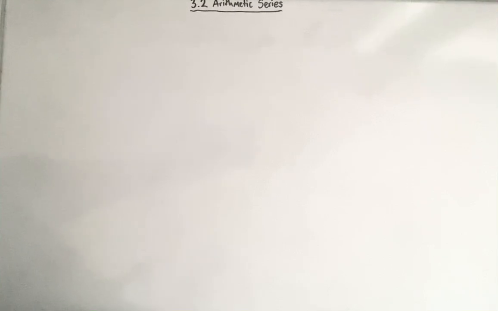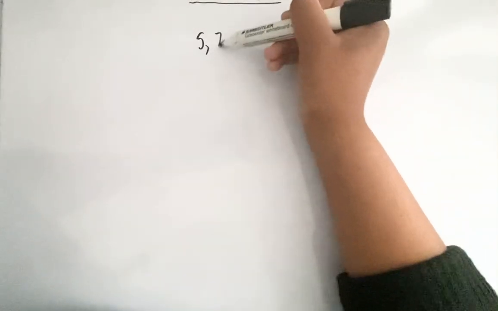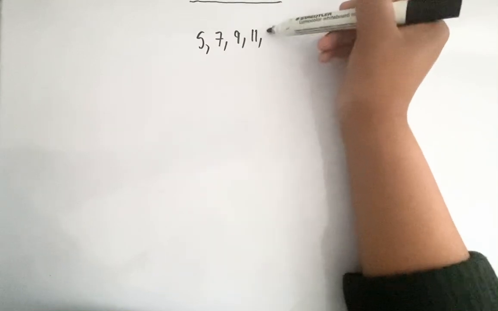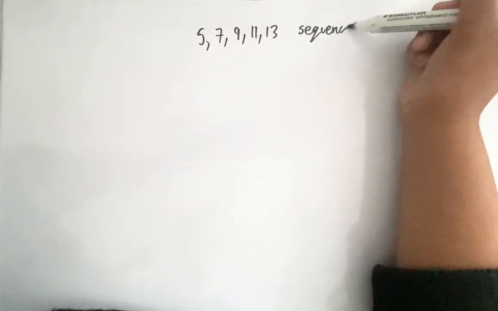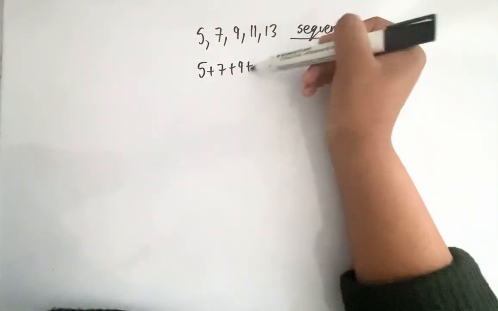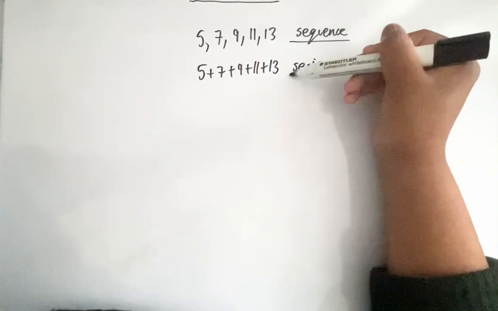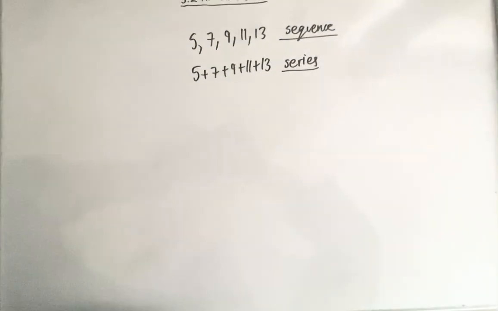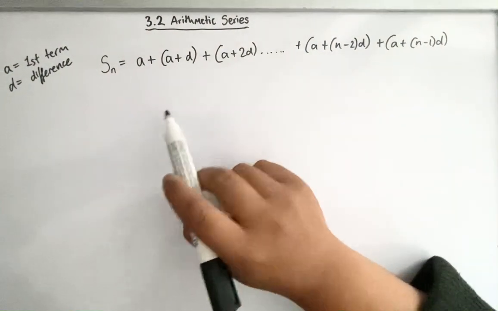Lesson 2, Arithmetic Series. An arithmetic series is the sum of the terms, so all of them added together, in an arithmetic sequence. So 5, 7, 9, 11, 13 would be an arithmetic sequence, but 5 plus 7 plus 9 plus 11 plus 13 is an arithmetic series. You can write any generic sum of an arithmetic sequence like this.